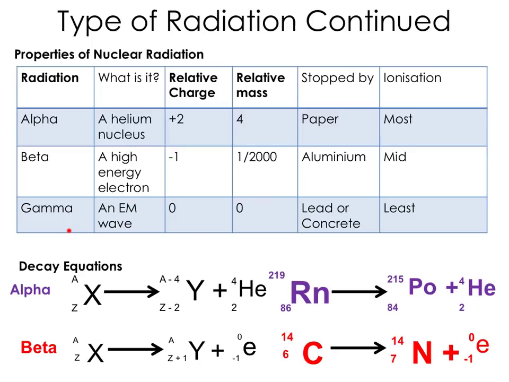We're going to look at gamma next. Remember that gamma is an electromagnetic wave. It has a charge of 0 and a mass of 0. It doesn't have any mass at all. Remember that beta is very small, but it still has mass, whereas gamma has no mass.